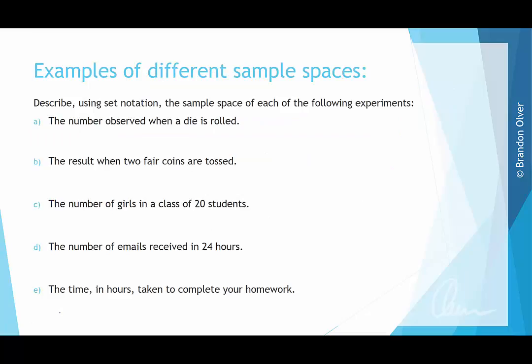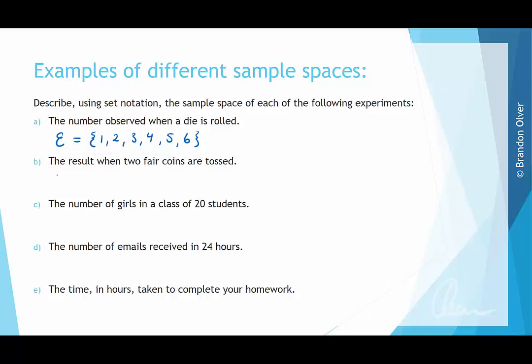So what we want to do now is describe, using set notation, the sample space of each of the following experiments. For part A, we have the number observed when a die is rolled. If we're going to set up the sample space of that, our sample space is the set of 1, 2, 3, 4, 5, or 6, which is all the numbers on a 6-sided die.